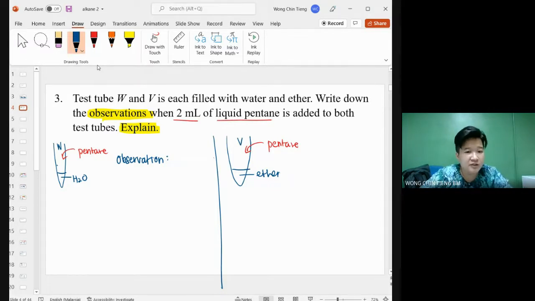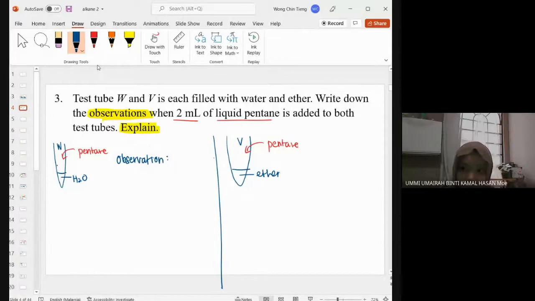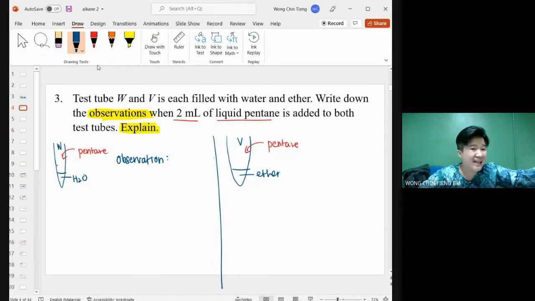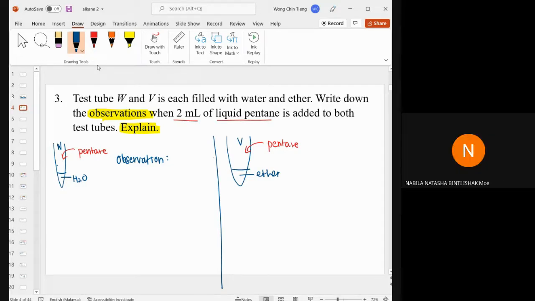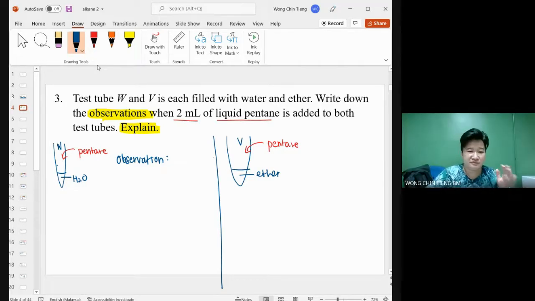Alright? Observation is always the things that you see with your eyes. Imagine kamu ada test tube depan kamu ada air, kamu ada pentane. Soalan saya yang pertama, pentane larut tak dalam air? Tak. Okay. Bila benda tu tak larut, pernah main minyak dengan air? Bila benda tu tak larut, mata kamu akan nampak apa? 2 layer. Thank you. 2-layer solution form. Mata kamu akan nampak 2 layers solution form.